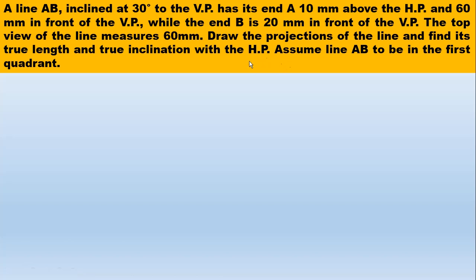Assume line AB to be in the first quadrant. Okay, whenever this statement is given, line is in the first quadrant, both the views, front view and top view, will be separated by the reference line XY. So in this case, it will not cross the reference line XY. Or in other words, the front view will lie above reference line XY and the top view will lie below reference line XY.